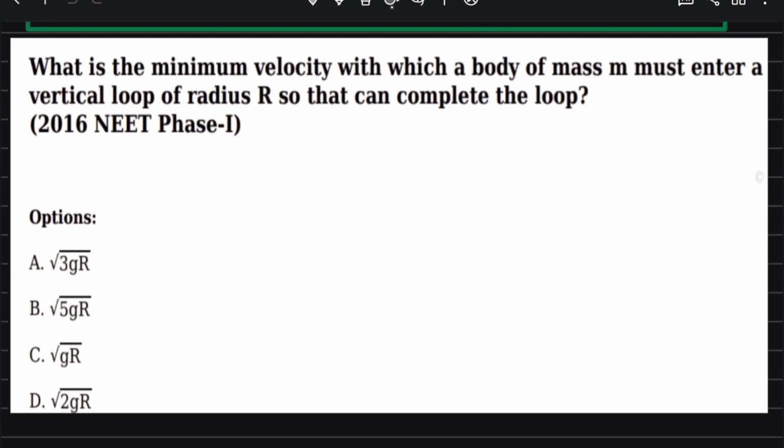This is also a very good question. What is the minimum velocity with which a body of mass m must enter a vertical loop of radius r so that it can complete the circular loop?